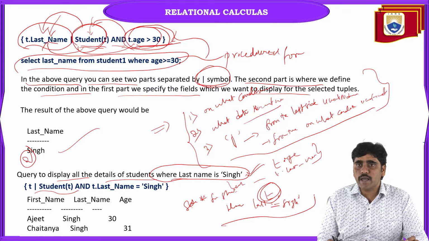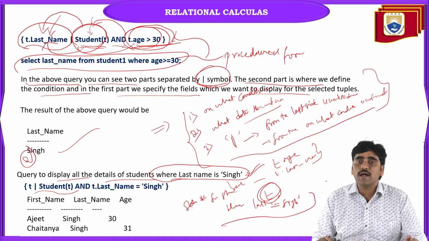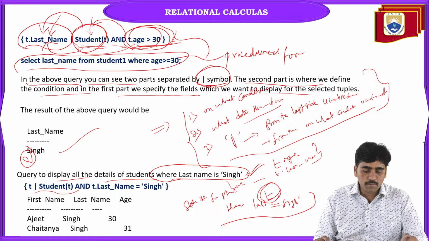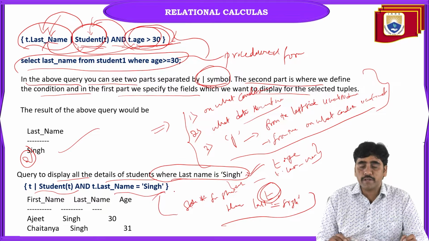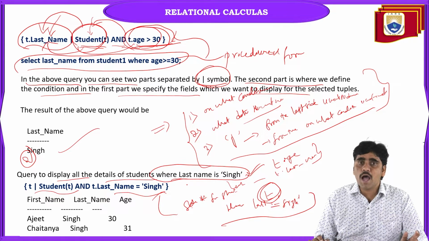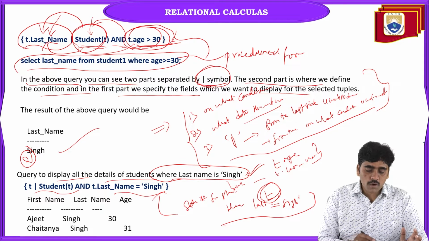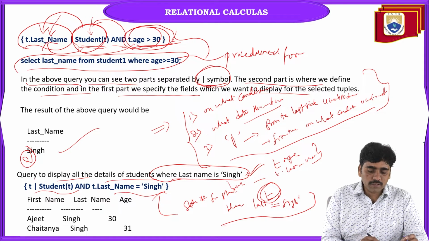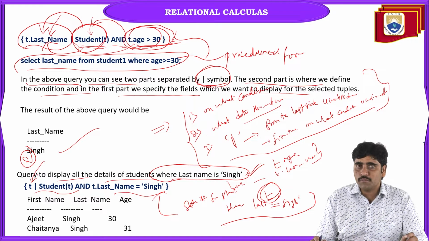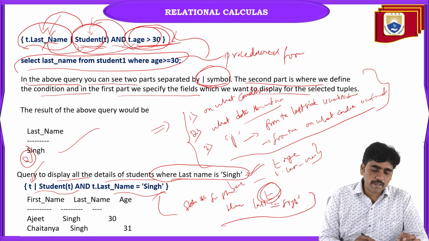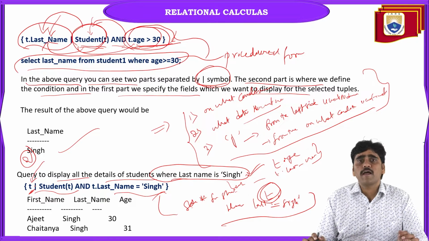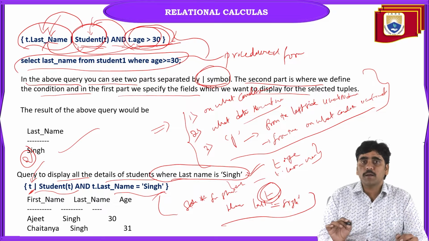If you write this as a procedural query, you can execute it and display the first name, last name and age of the students whose last name is Singh, right? But we have to write this procedural query in non-procedural form. So how to write it? You mention the tuple for all the fields because I want to display all the tuples, so I can mention T as the tuple list.